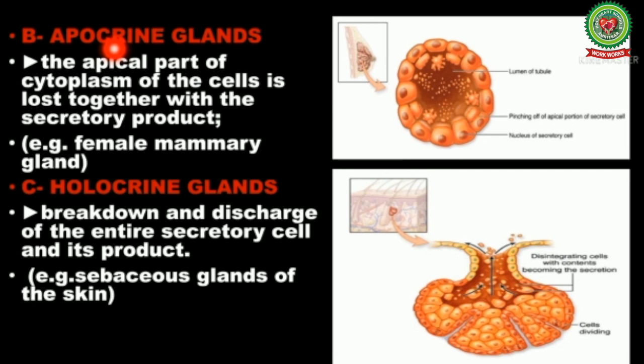Apocrine glands. In apocrine glands, the apical part of the cells is shed off to discharge secretion, for example, mammary glands. Then there are holocrine glands. Holocrine glands are those glands where the entire cell disintegrates while discharging its secretions, for example, sebaceous glands.